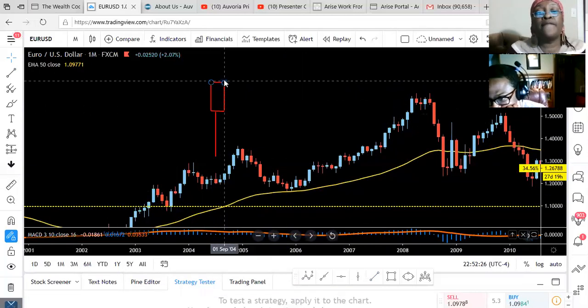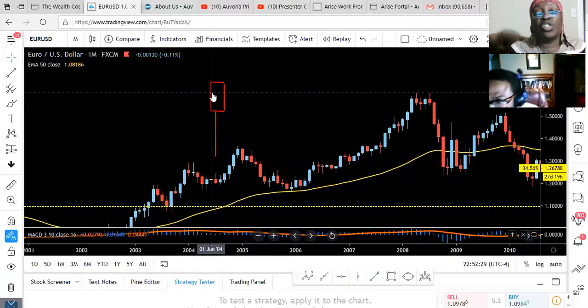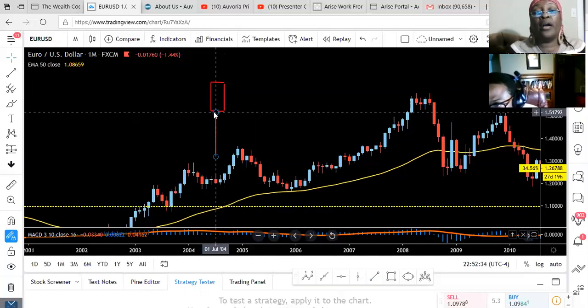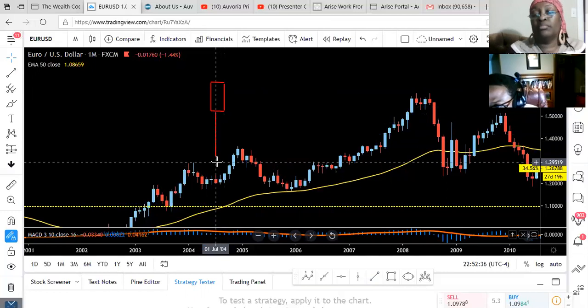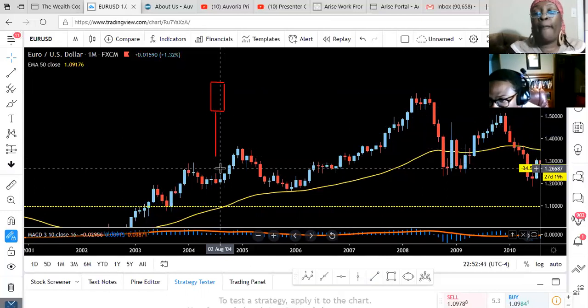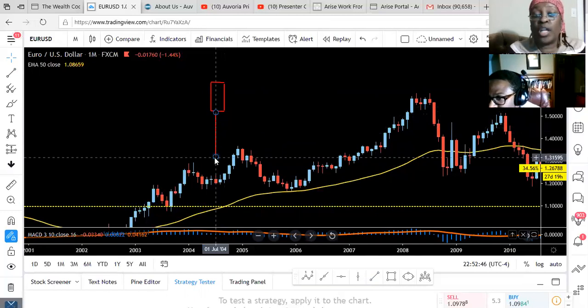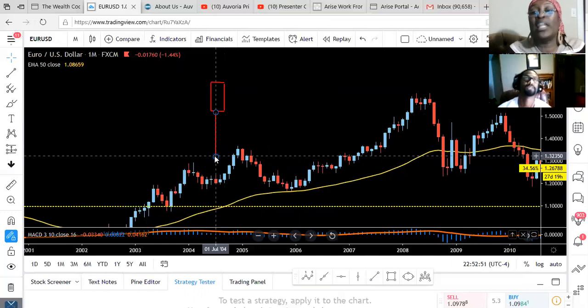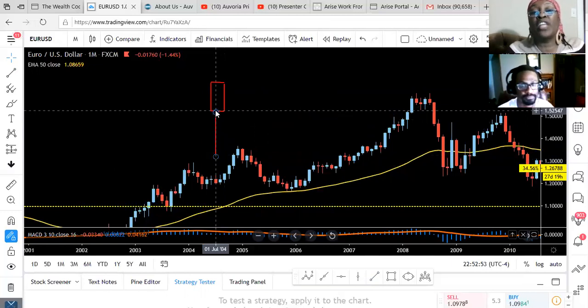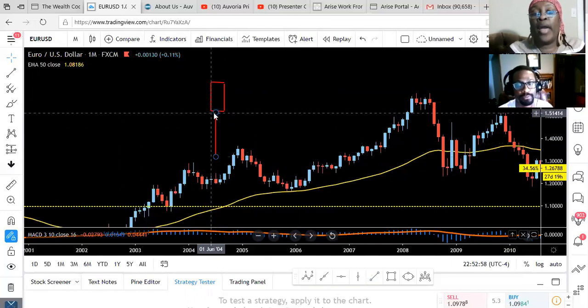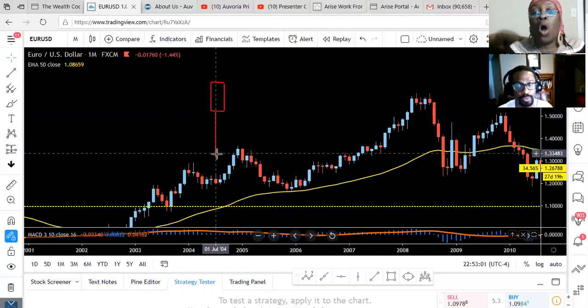Okay, so now we have a bullish candle, and we have a wick to the downside of the bullish candle, and it's a long one. What this wick to the downside is a reflection of is selling pressure. In other words, sellers tried to push this price down, and it went down. This is considered a long wick.